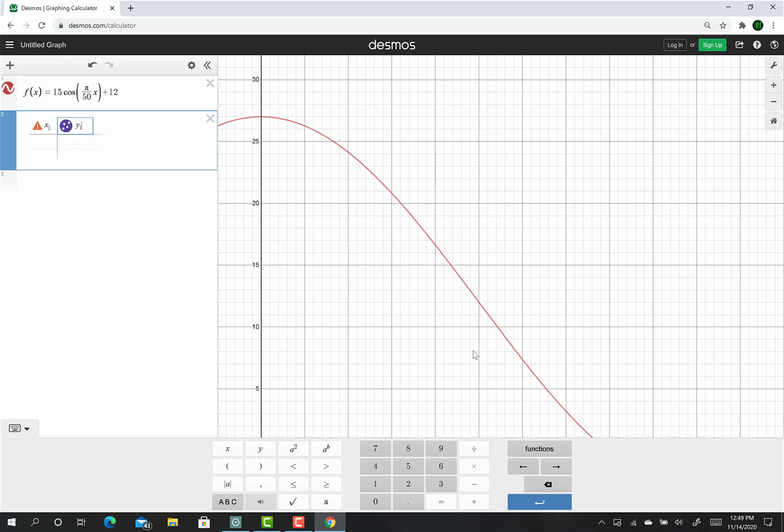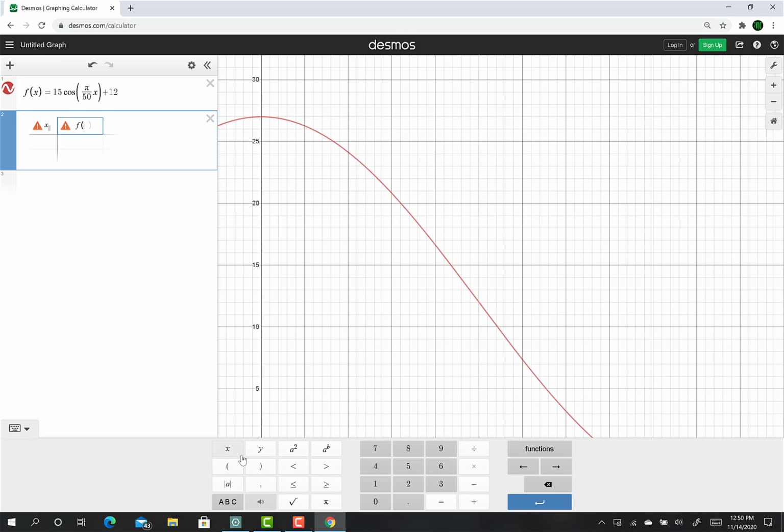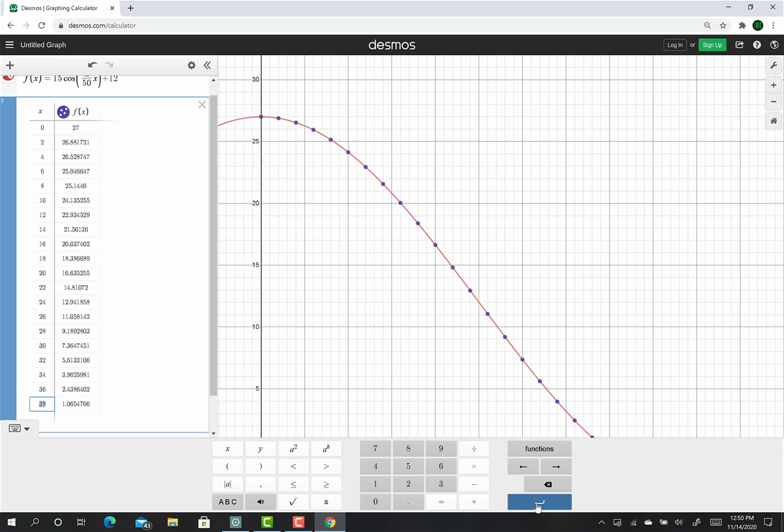I'm going to remove that X, and remove that Y1 because we called it f of x, and I'll just type in f of x. Again, we have to remove that little gray box there. So boom. Now I go 0, and there it is, 27. I go 2, and hopefully Desmos is smart enough to know that I'm going by evens, and it is. You're going to go all the way to 38.